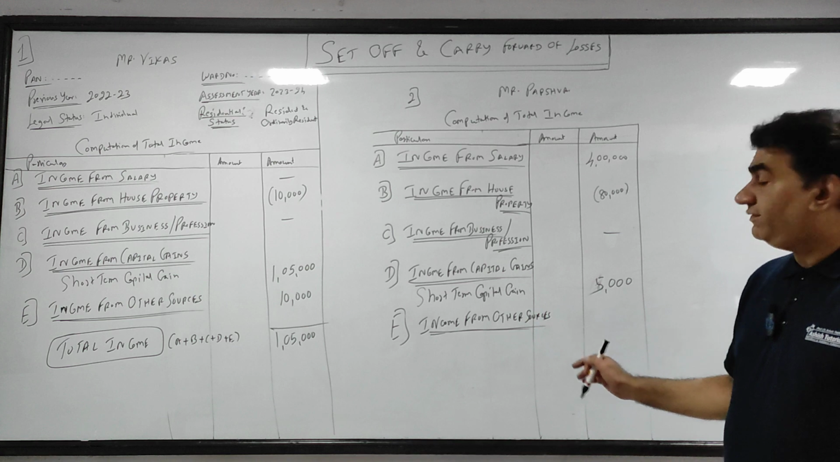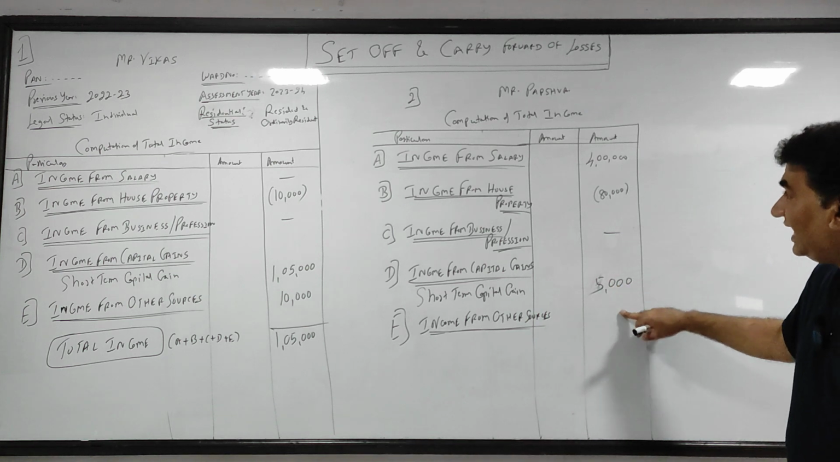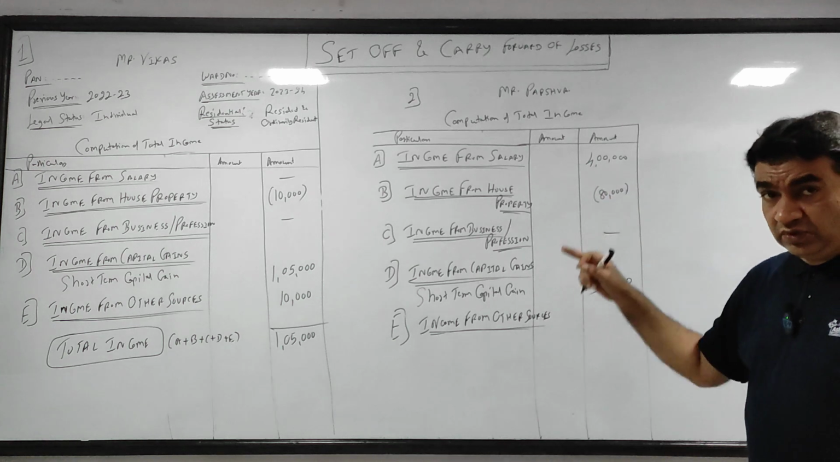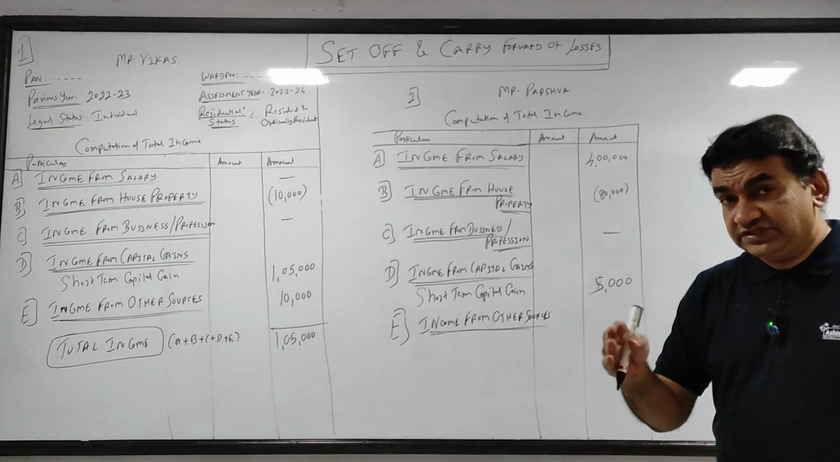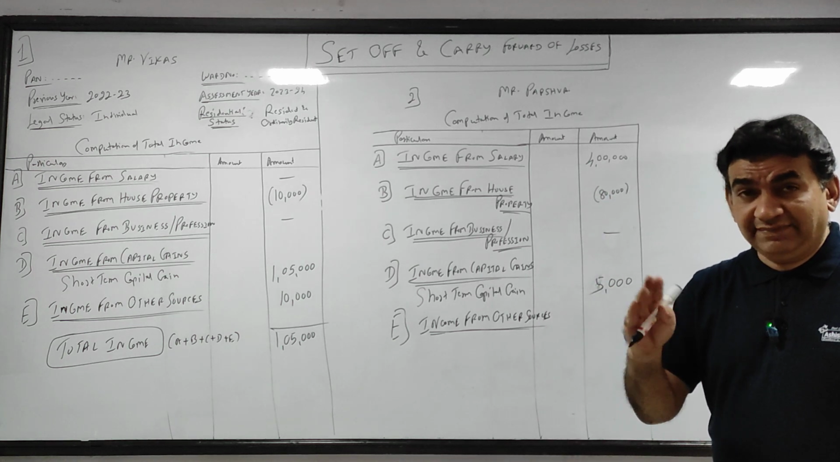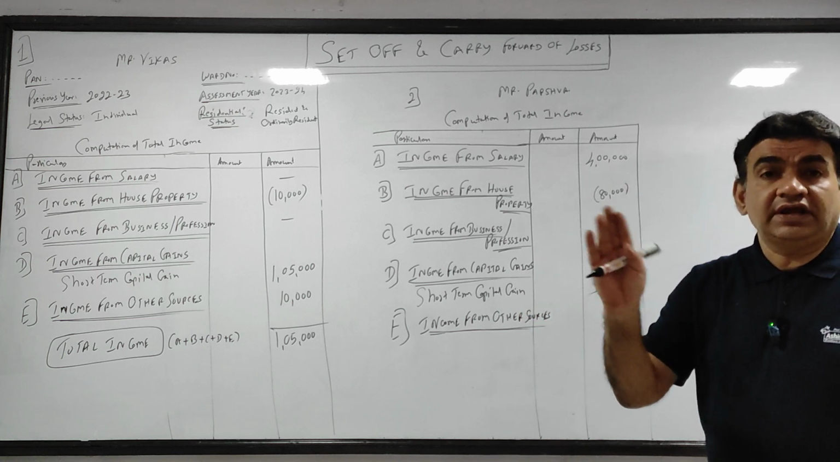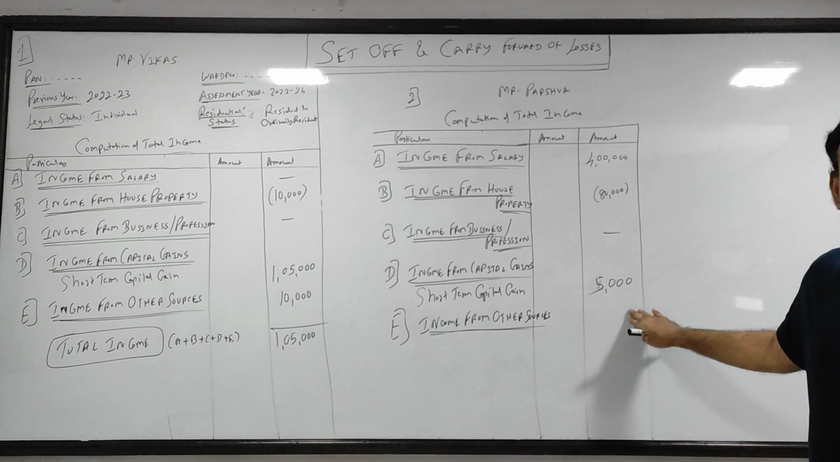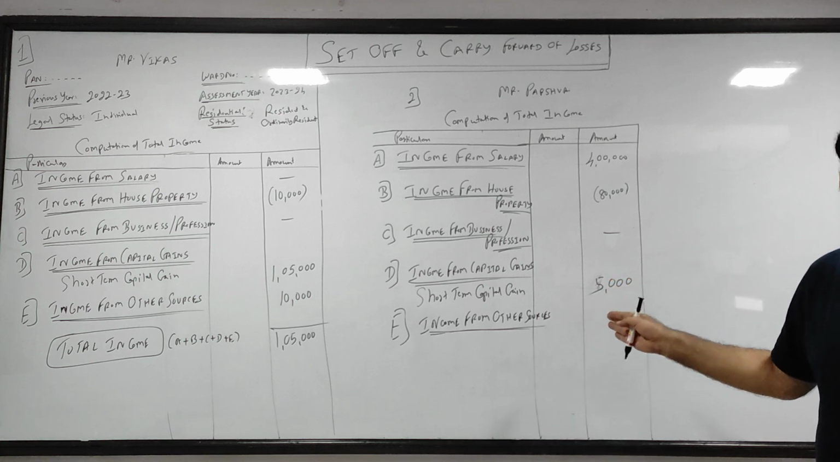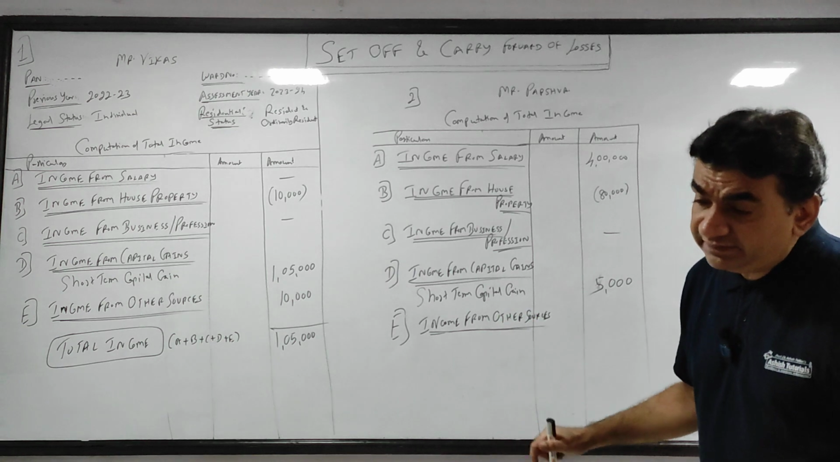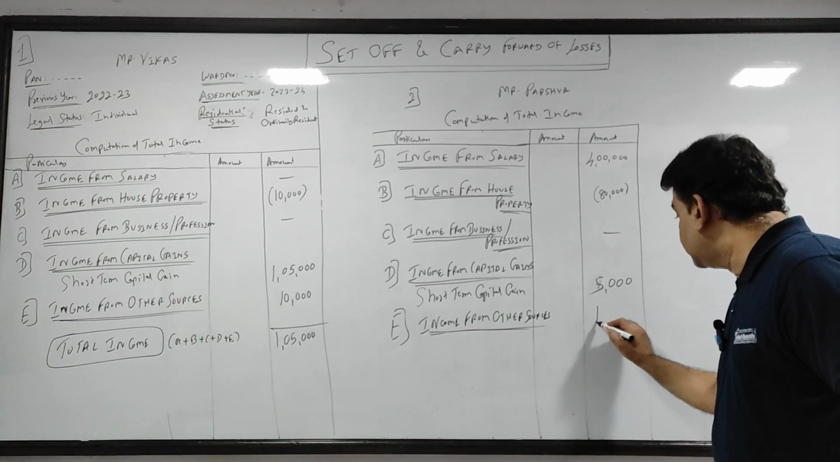Even if it was negative, I would have written it, because I can set that off against salary income. But as I told you, if there was some speculative income like betting or gambling, then I would have excluded it. I cannot set off that. But nothing is given, so this is normal income from other source. That means non-speculative income. That is 40,000.